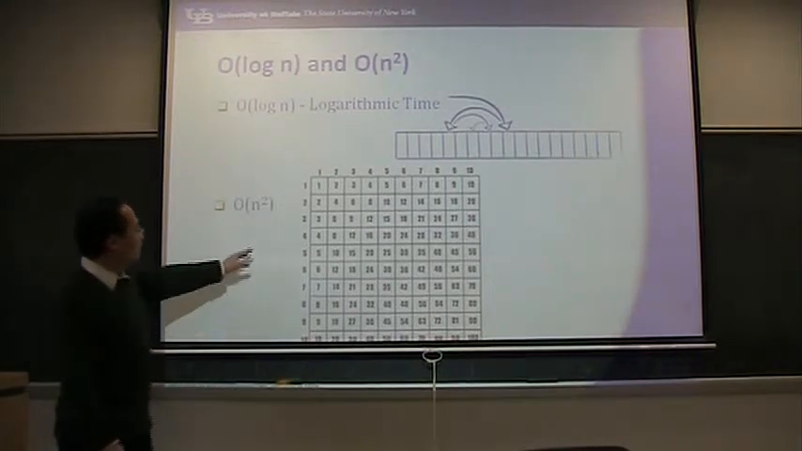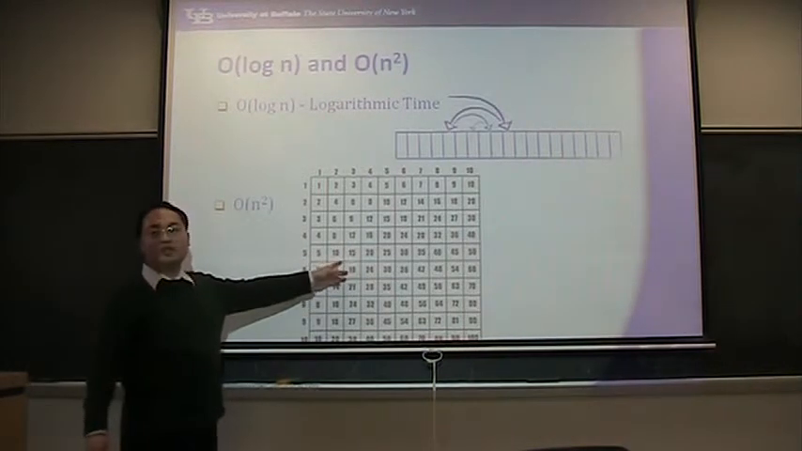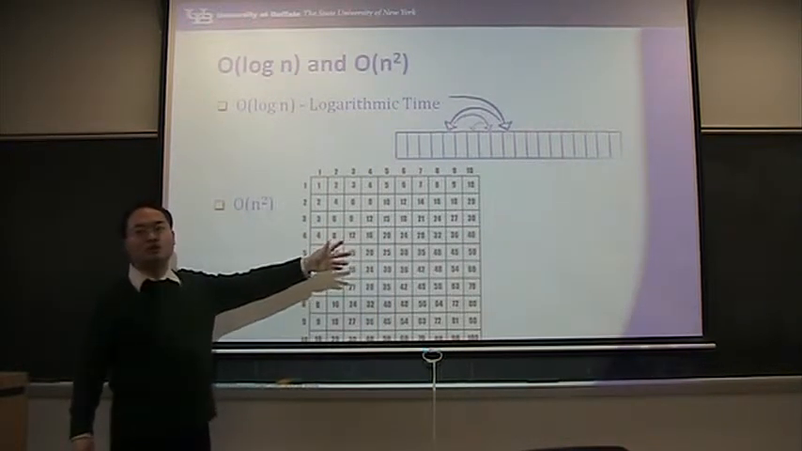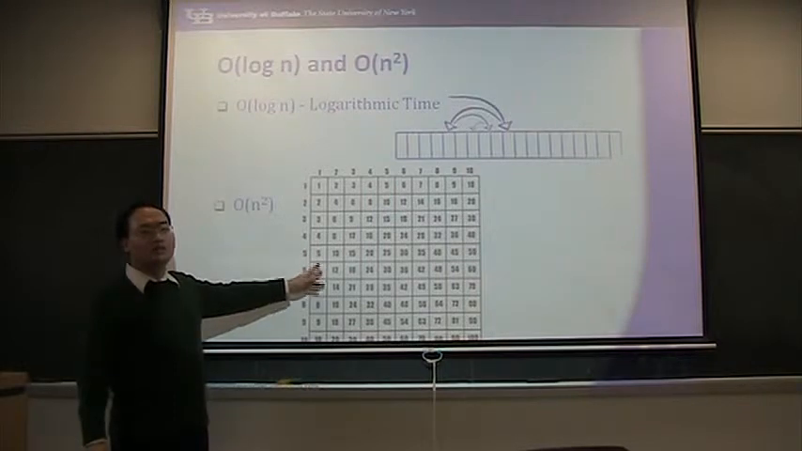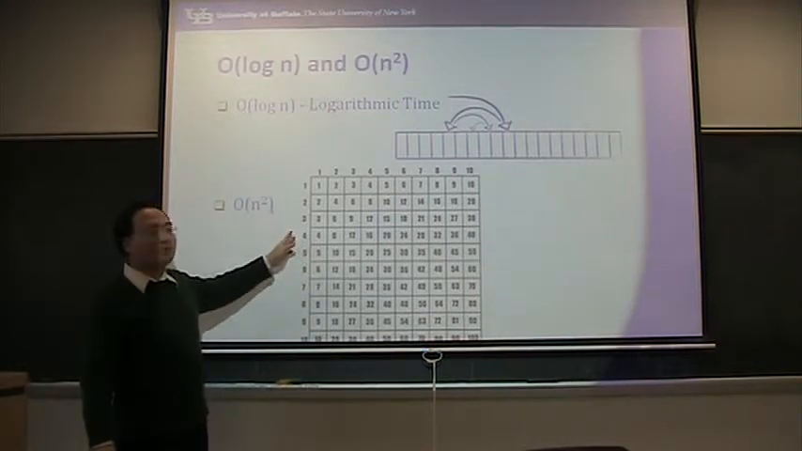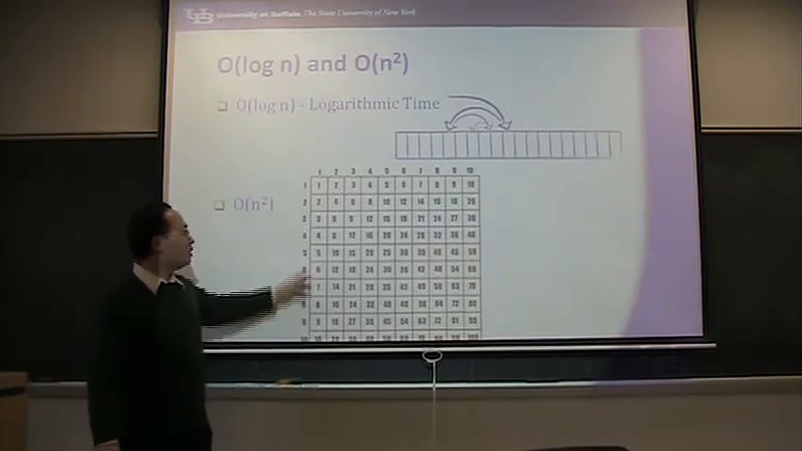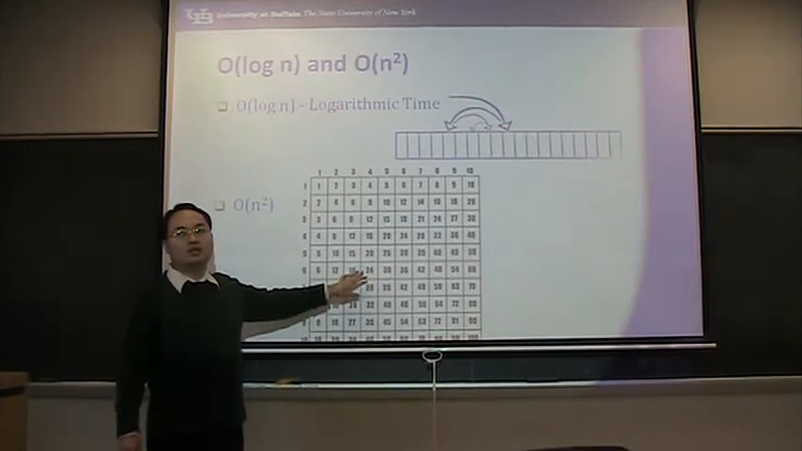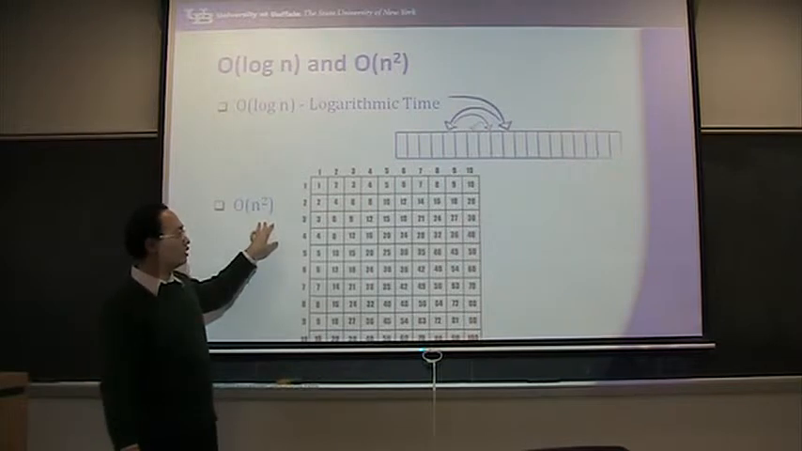So if we want to calculate a multiplication table, an n by n multiplication table, then how many calculations are we going to perform? It will be n squared. So 10 by 10, it will be 100 numbers to calculate. This is called O(n squared).